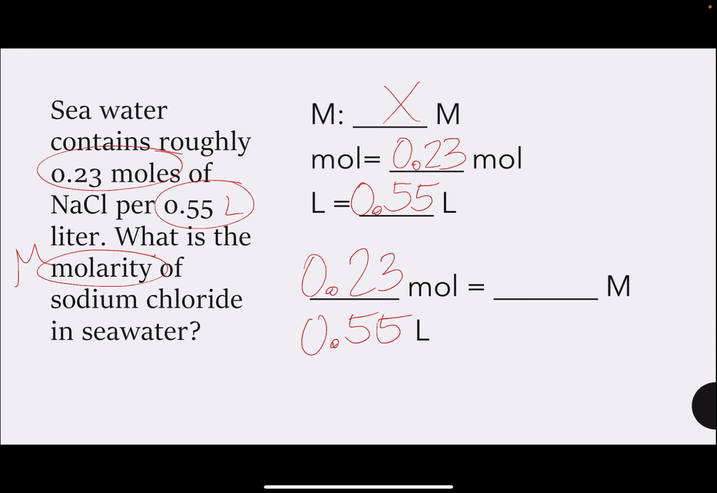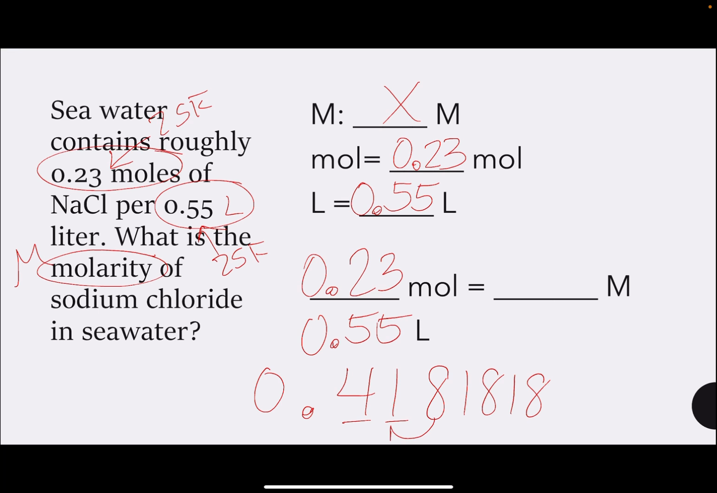So when we put it in our calculator, we're going to see that we need to put 0.23 in first and then 0.55 in second. And we get a very long decimal, 0.4181818 repeating. So we'll see that 0.23 has 2 sig figs, 0.55 has 2 sig figs, so we'll count over 1, 2. Will the 8 round it up? Yes, it will, so 0.42 molar for our first one.